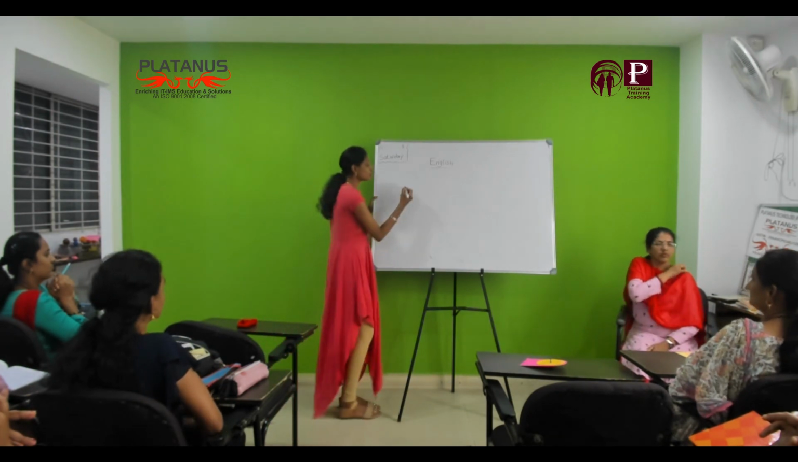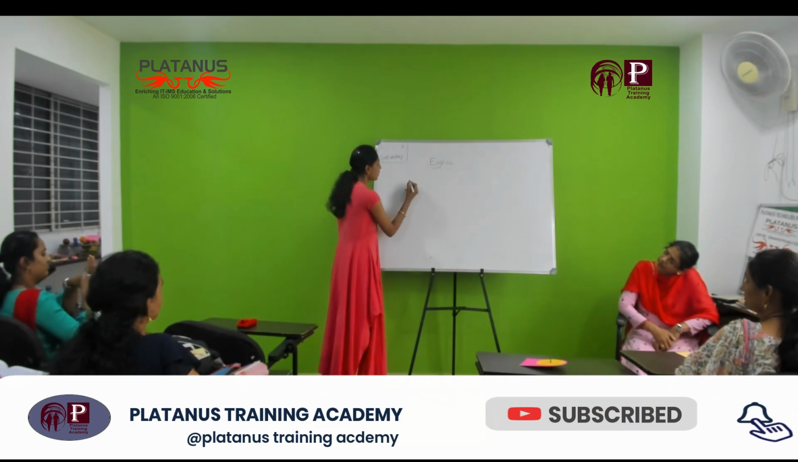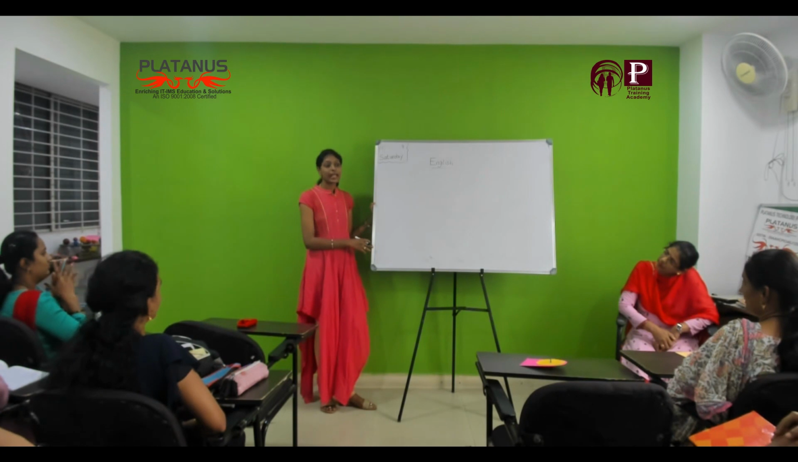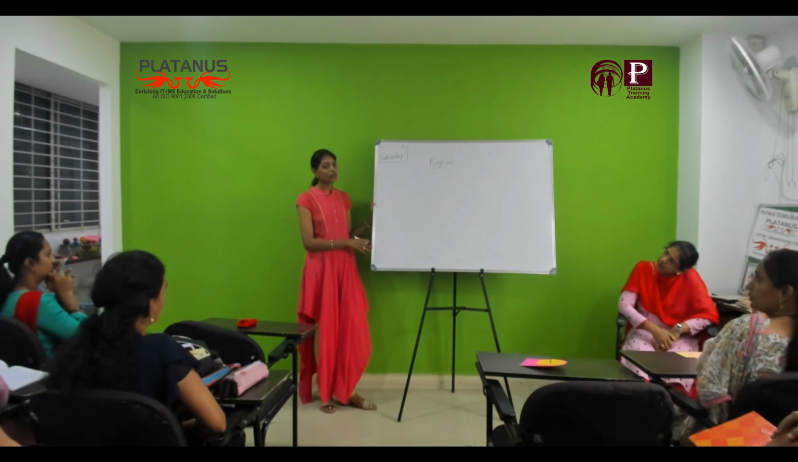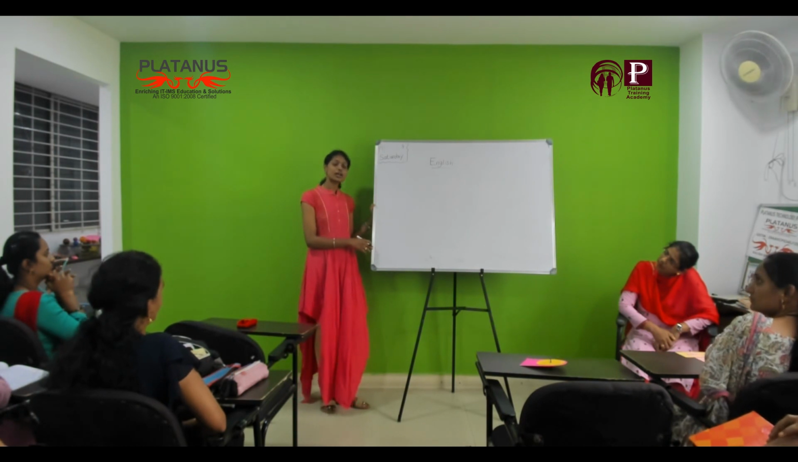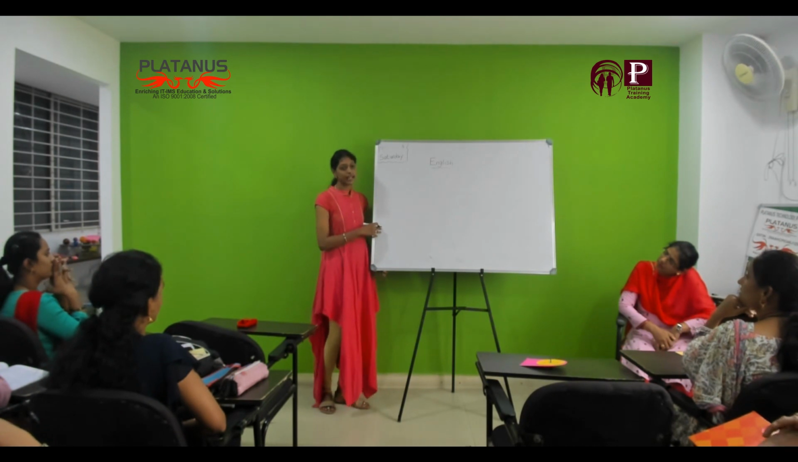Learning about two letter family words. First, we are learning about vowels. What are the vowels? A, E, I, O, U are the vowels. Remaining alphabets are all the consonants.